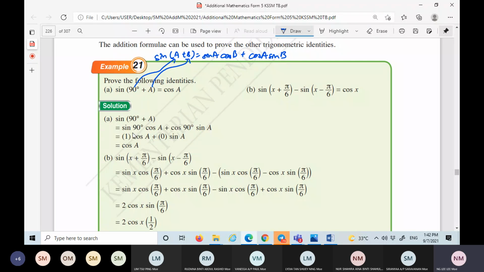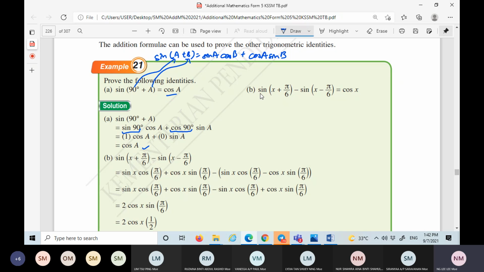Then you press the calculator for this and this. Sin 90 is 1, cos 90 is 0. Then you can simplify these terms, because 0 times anything you get 0, and anything times 1 you get back the same thing. So you are left with only cos A. So it's proven. This is the one on the right hand side of the equation.